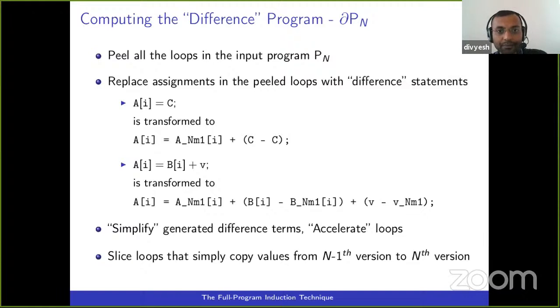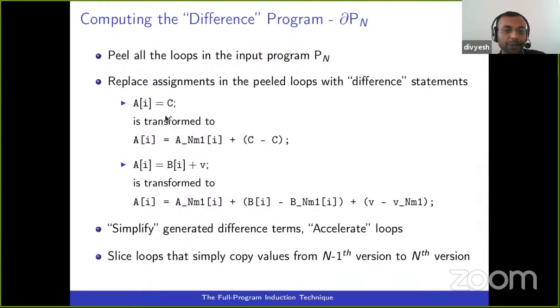Computing the difference program is a bit involved. I'll still highlight important points here. We first peel all the loops in the difference program with the number of difference iterations in Pn and Pn minus 1. Subsequently, we transform the assignment statements in these peeled loops with difference statements. So this is how the difference statements are computed.